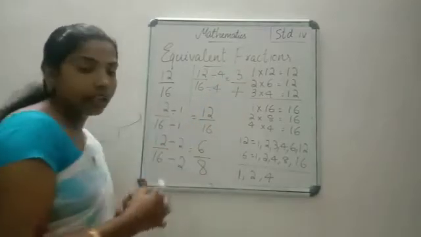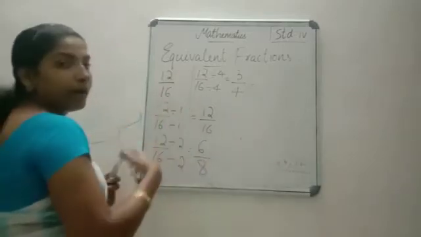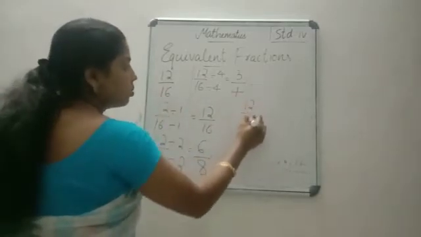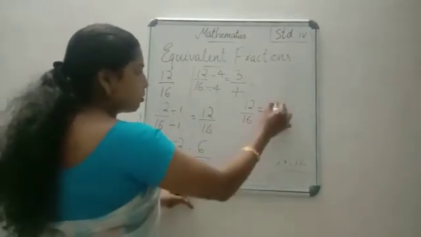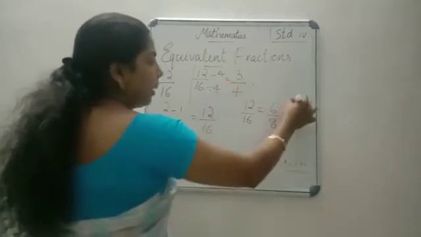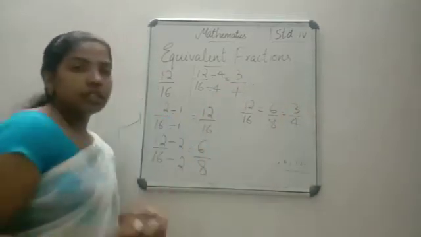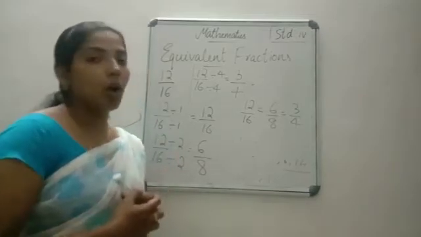So we can say that the equivalent fractions of 12 by 16 are 12 by 16, 6 by 8 and 3 by 4. This is how we can find equivalent fractions using common factors.